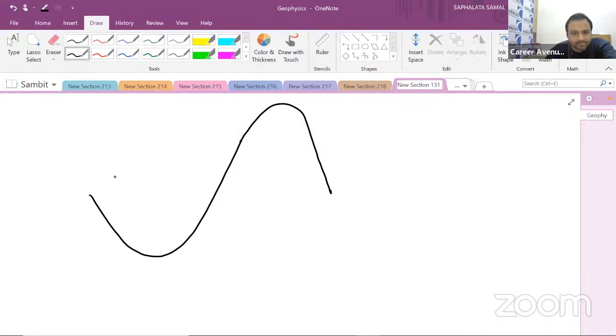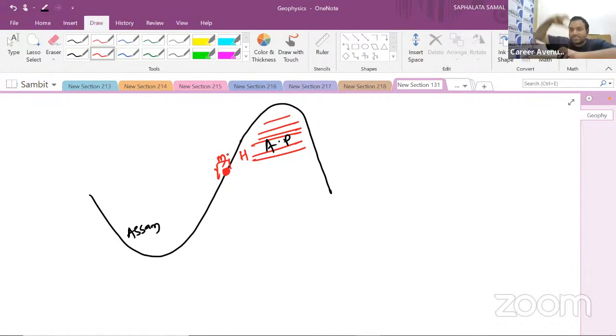Let's say we have the Assam basin. This is Arunachal Pradesh, for example. I am measuring the value of gravity at this location. The Himalayas in Arunachal Pradesh have some mass, no? If that mass is, let's say, capital M, and the gravimeter has some small mass m, it will attract the gravimeter towards itself, no?